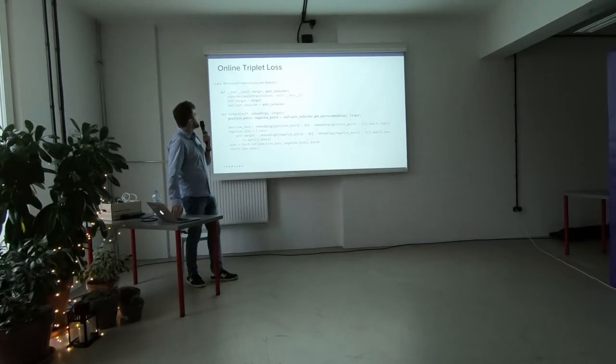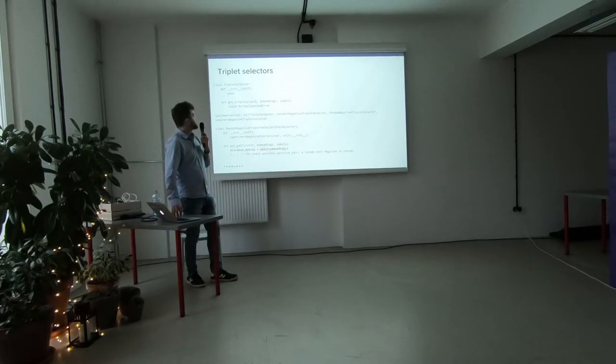I think I didn't update this slide, but basically online triplet loss is very similar. Instead of a pair selector, we have a triplet selector that will get these anchors, positives and negatives. Yeah, so this is how it can be done.